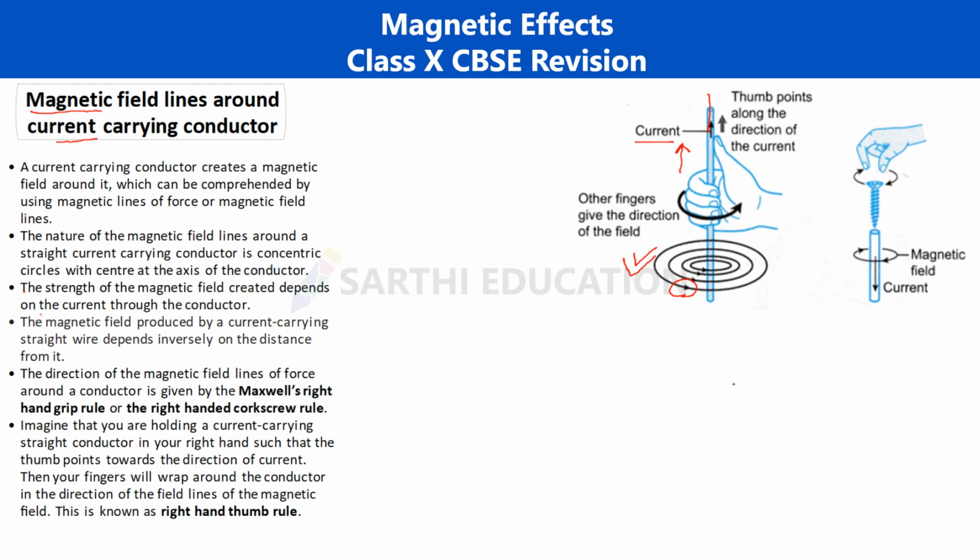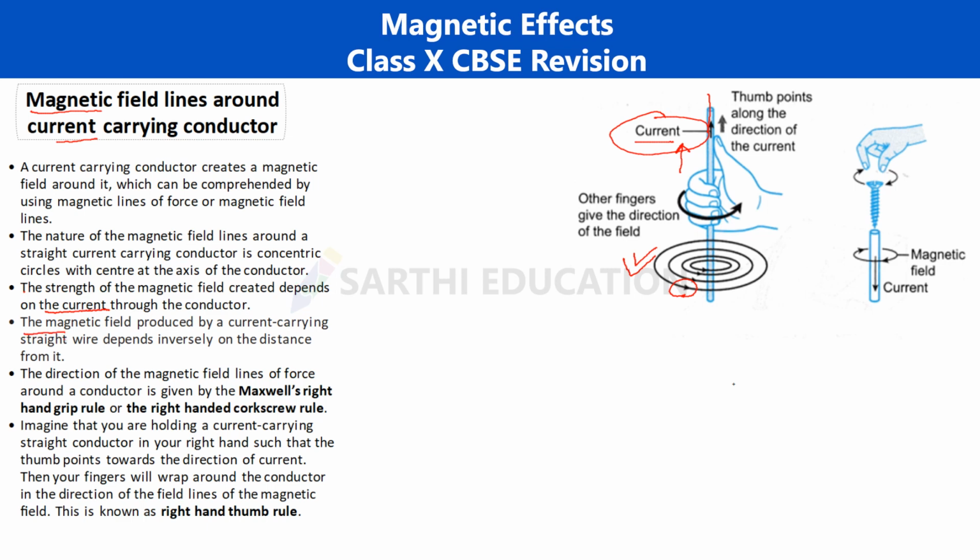The strength of the magnetic field created depends on the current through the conductor. Suppose we increase the value of current through this conductor, that will also increase the magnetic field lines that are concentric about this current carrying conductor.